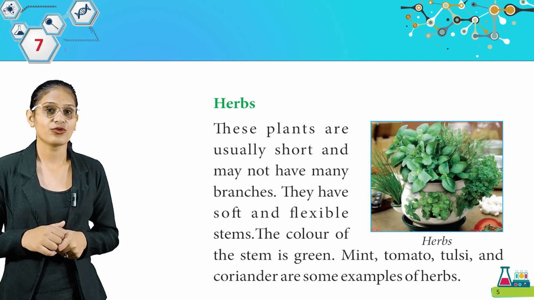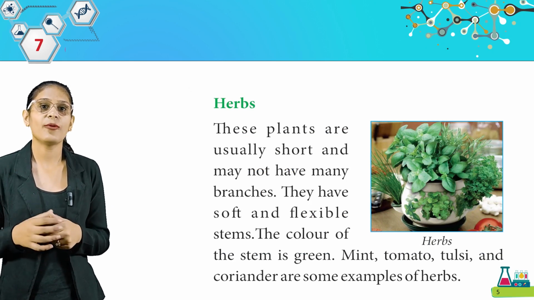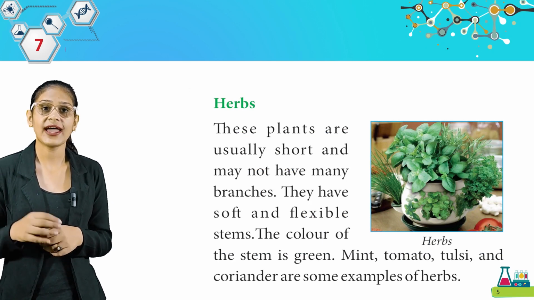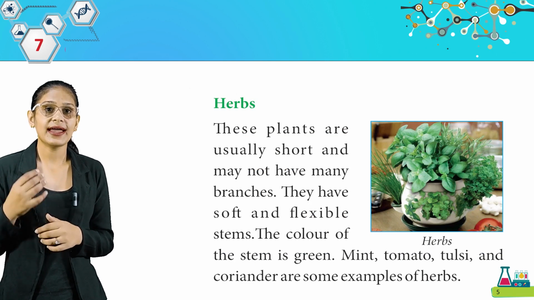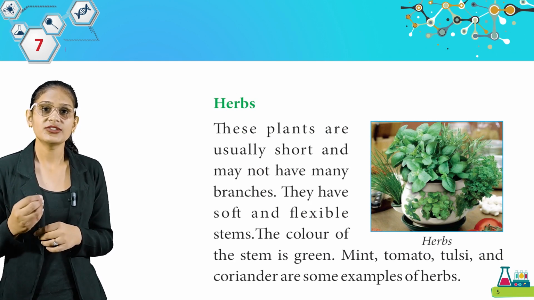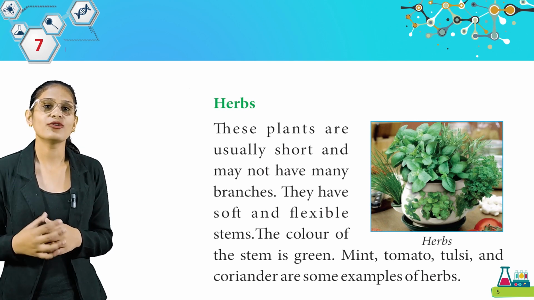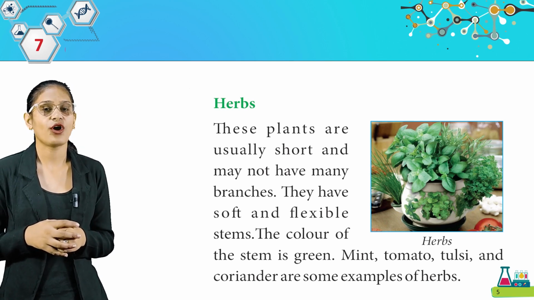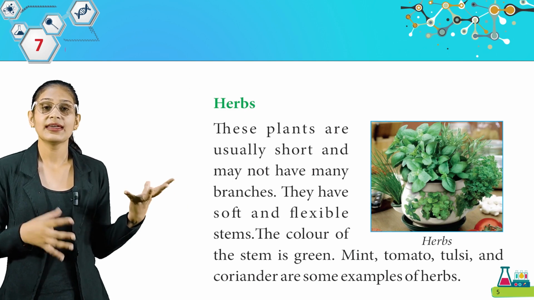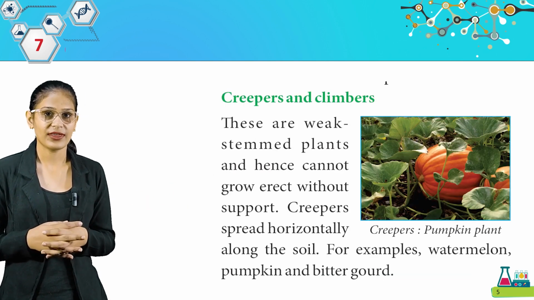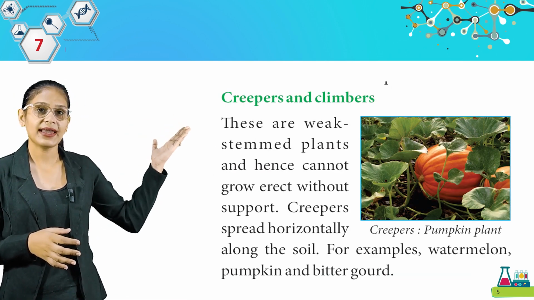Here are herbs. These plants are usually short and may not have many branches. They have soft and flexible stems. The color of the stem is green. Mint, tomato, tulsi and coriander are some examples of herbs. So students, you get it? These are herbs.